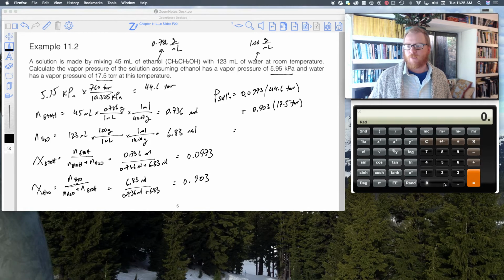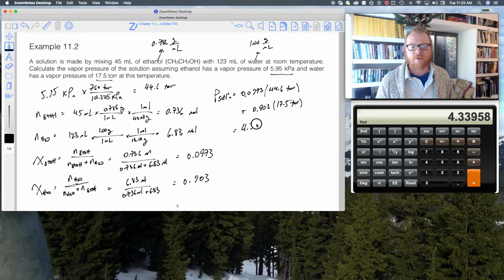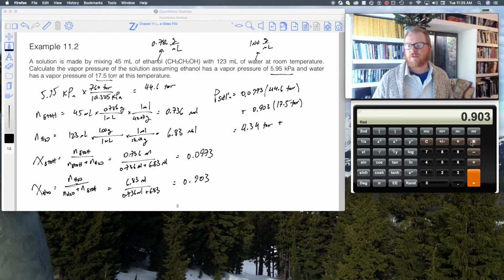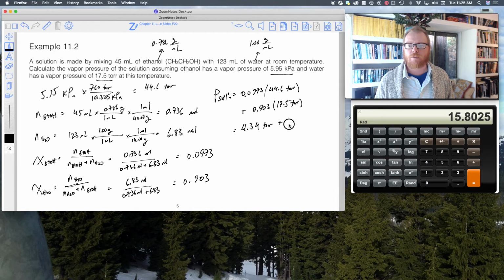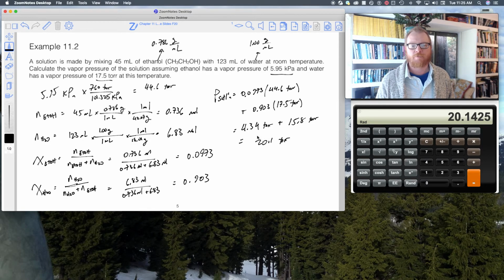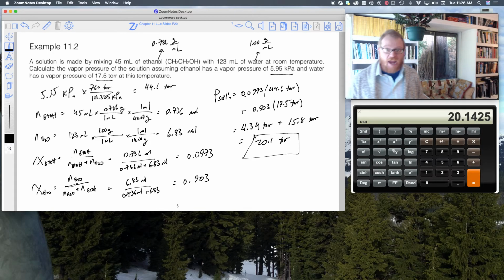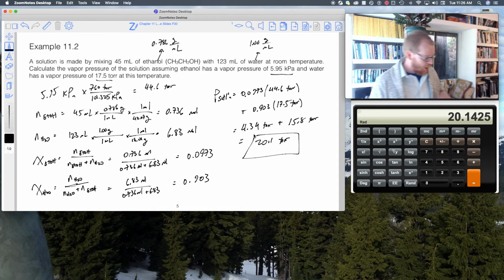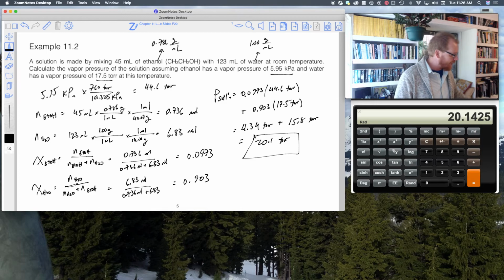So that's going to be 0.0973 times 44.6. Okay, so that's going to be 4.34 torr plus 0.903 times 17.5 equals, and that's 15.8 torr. Okay, so adding these together, plus 4.34 equals, and I get, with the correct sig figs, 20.1 torr. So there was a fairly significant change to the vapor pressure of water with this ethanol solution. The vapor pressure increased. And that's because ethanol has a much higher vapor pressure than does water, okay?